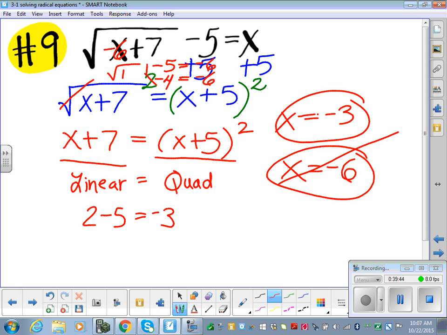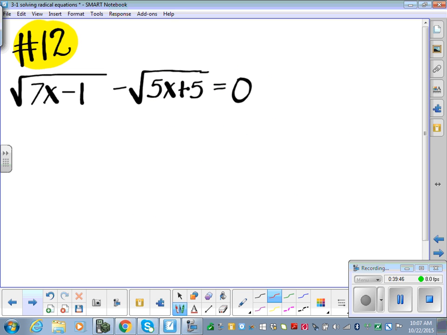Okay. All right. So number 12. Really quick, let's go through number 12. So we have the square root of x minus 1 minus the square root of 5x plus 5 is equal to 0. Our first step is to isolate the radical. So there's two radicals. So we have to get one radical on one side of the equation and the other radical on the other side. So to get this radical over, I'm going to add the square root of 5x plus 5 to both sides.